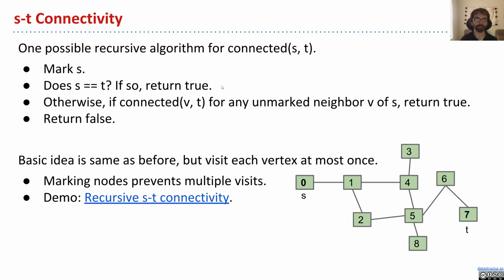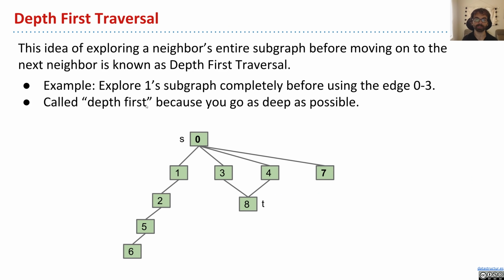This algorithm for ST connectivity is actually a very specific example of a more general idea known as depth-first search. This idea of exploring your neighbor's entire subgraph before moving on to your next neighbor is known as depth-first traversal. In this graph, if we're starting from S, we explore 1's entire subgraph before we use this edge 0, 3. That's very important. That's what depth-first search is all about. It's called depth-first because you go as deep as you possibly can.